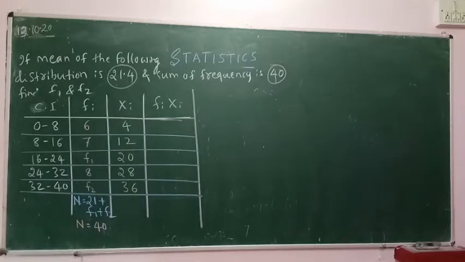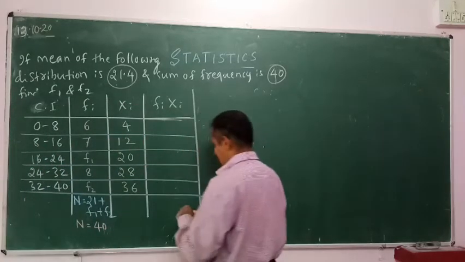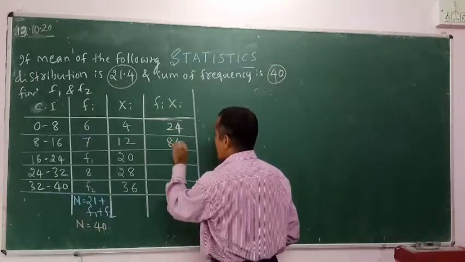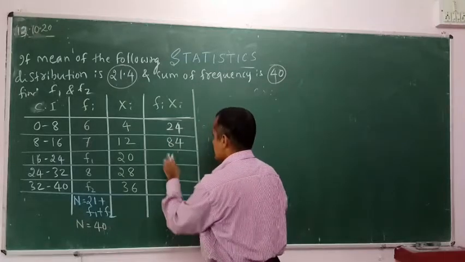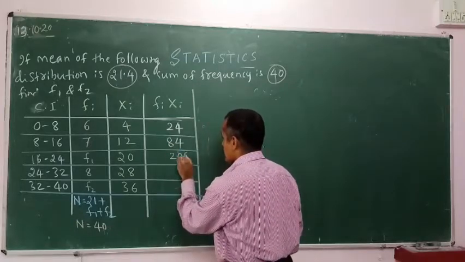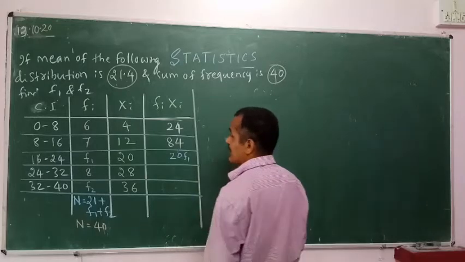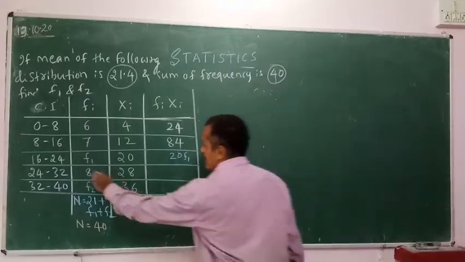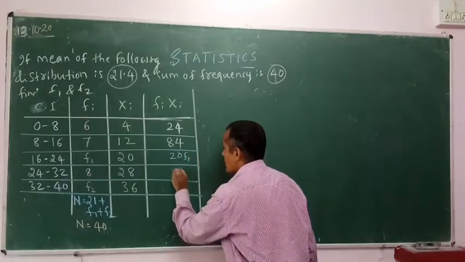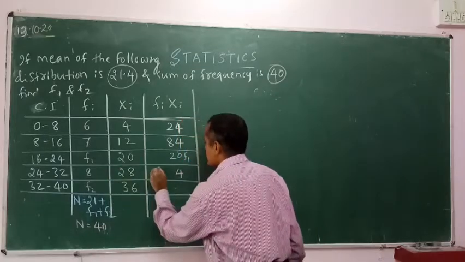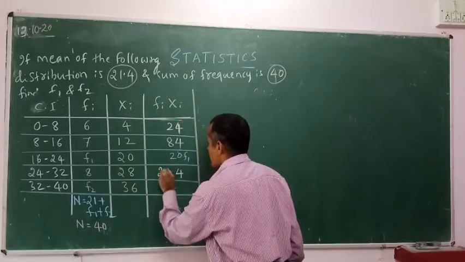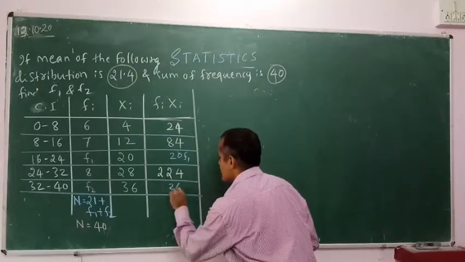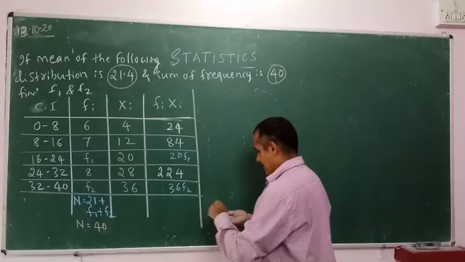Now the product of fi and xi. 6 fours are 24. 12 sevens are 84. Then 20 f1. 28 eights are 224. Let me see, 8 eights are 64, carry 6. 8 plus 16 plus 6 is 22, so 224. And then it is 36 f2.